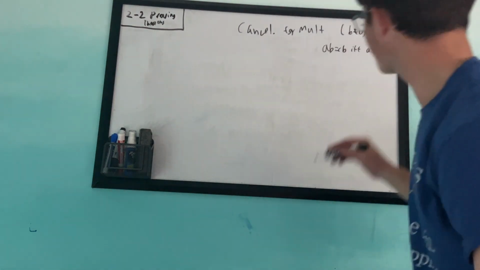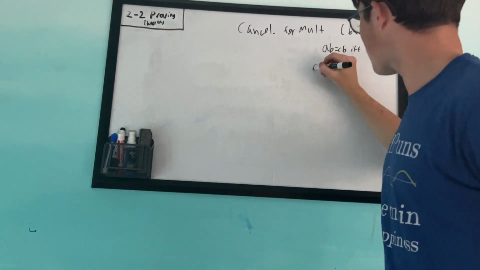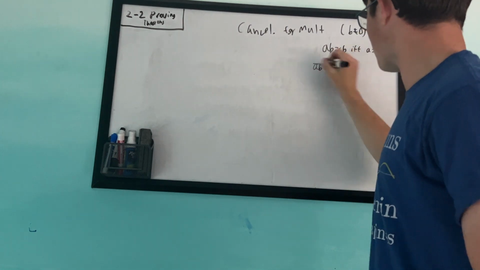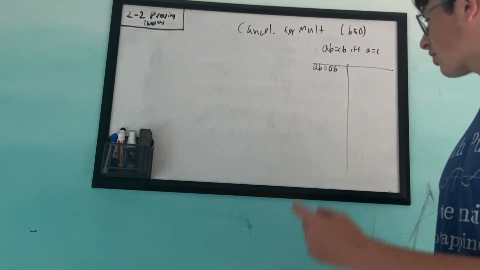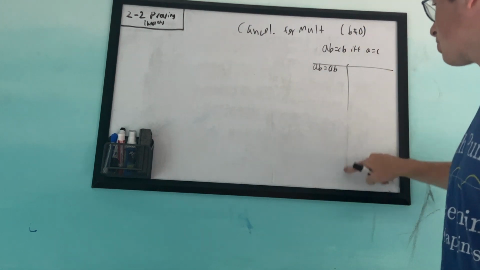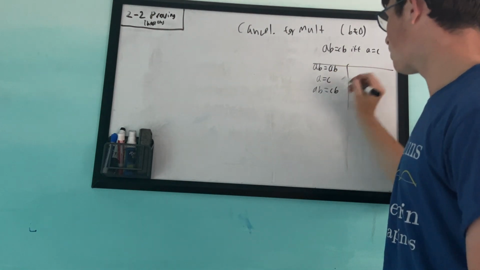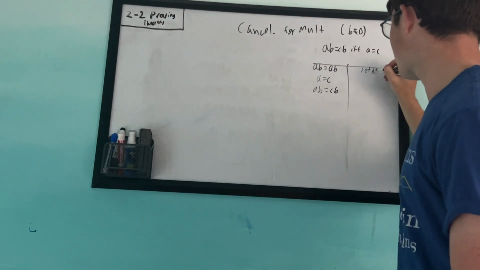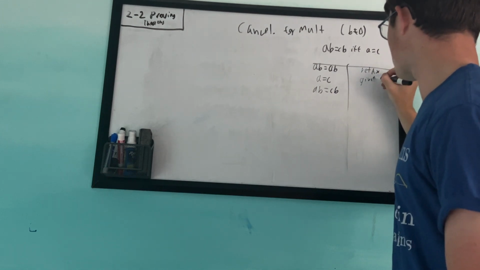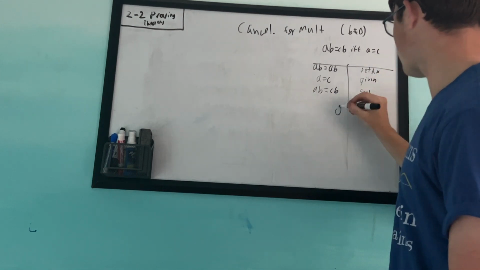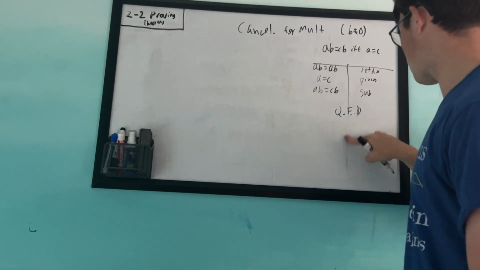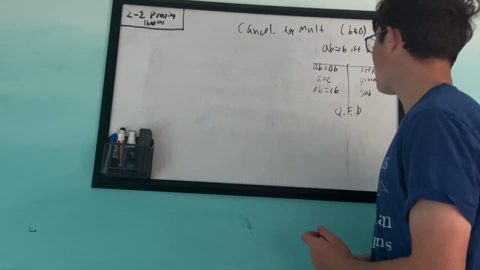So here we have AB equals AB. This is going to be extremely similar to the method we just used. A equals C, AB equals CB, and we'll say reflexive, given, substitution, QED. And then going the opposite way.